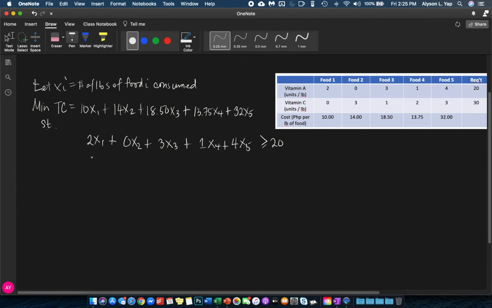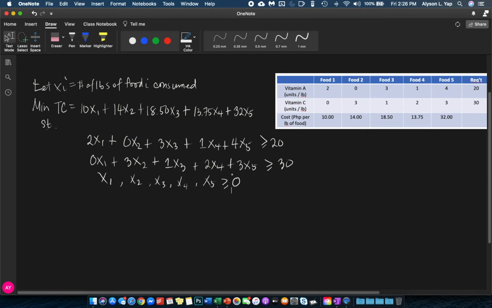Okay? And then we have another constraint for vitamin C. 0x1 plus 3x2 plus 1x3 plus 2x4 and finally plus 3x5. And this has to be greater than or equal to 30. Of course, you want your variables x1, x2, x3, x4, and x5 to be greater than or equal to 0.